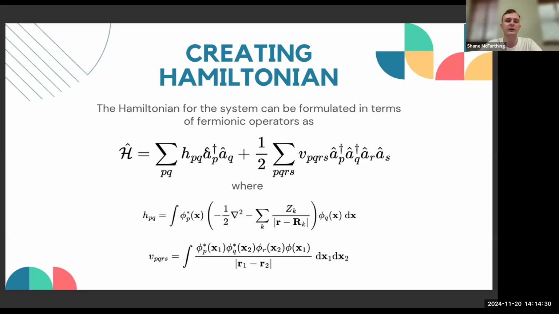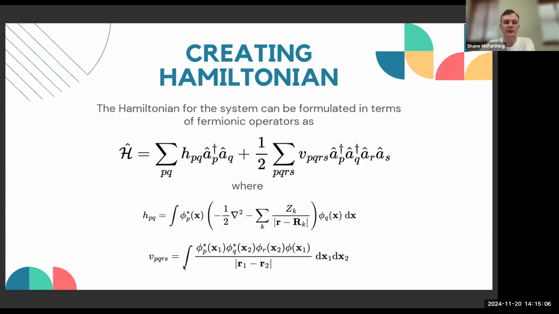account the different interactions between them. And that gives us these HPQ and VPQRS terms. The HPQ are the one electron integrals, and they represent the core Hamiltonian. So the expression for the one electron integrals is here. And as you can see, it takes into account the kinetic energy of the given electron, as well as the nuclear attraction, so between the electron that we're considering and all the nuclei. And these form the one electron integrals.